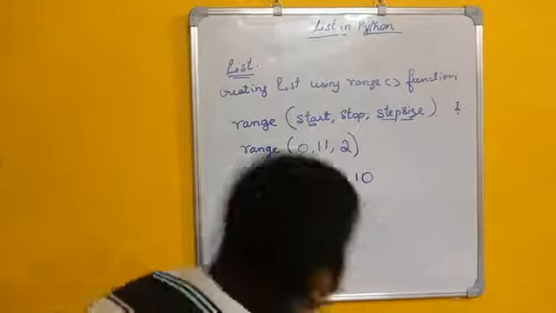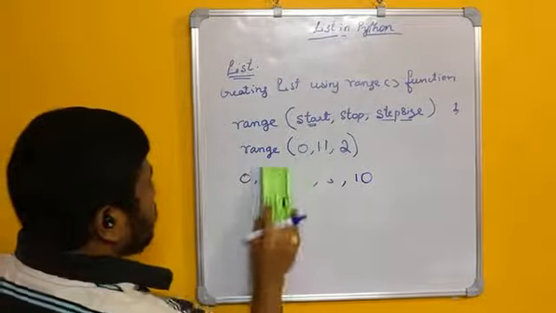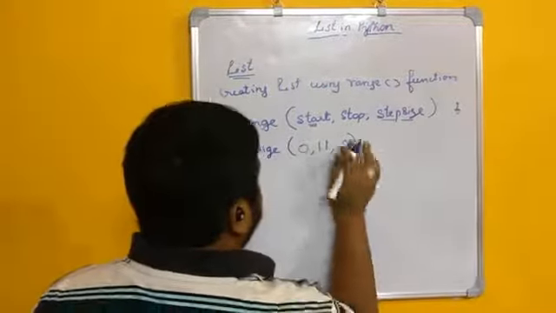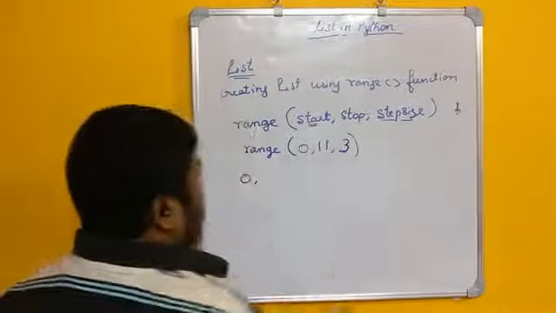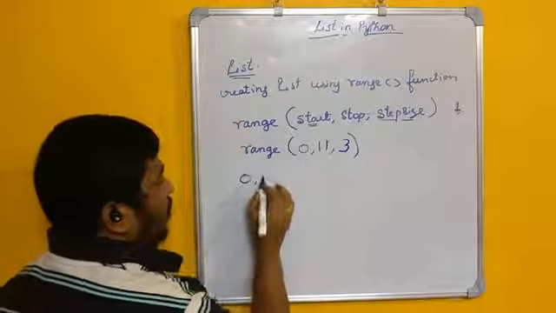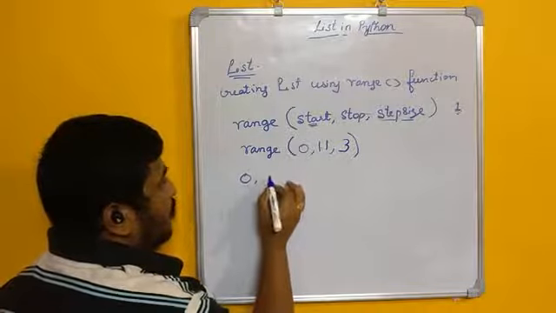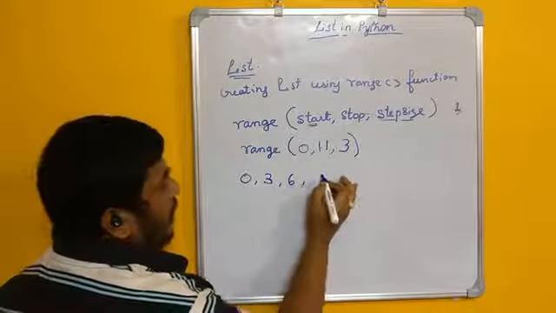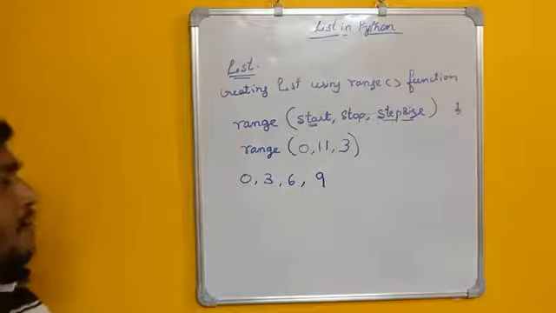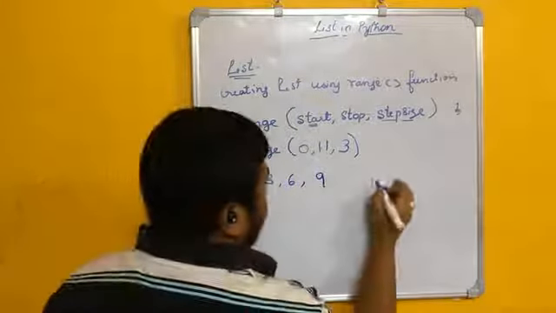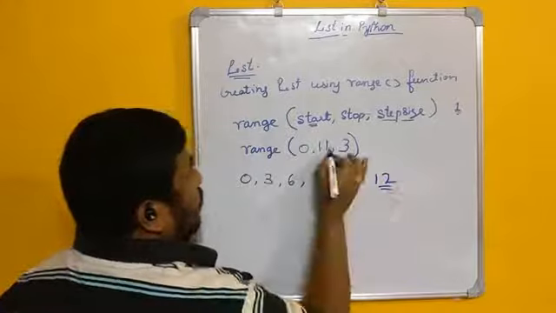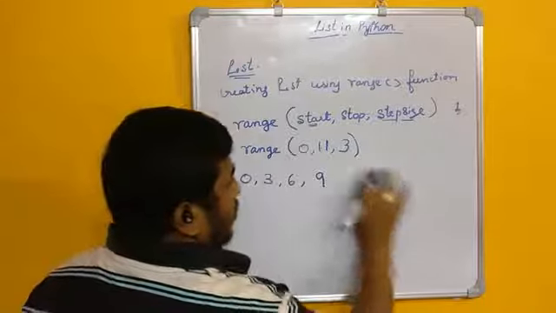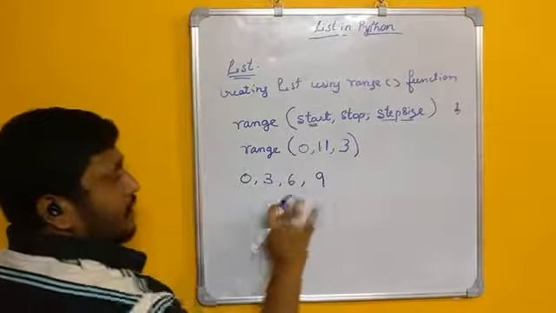If I take the step size as 3, then our output will generate numbers 0, 3, 6 and 9, because the next number will be 12, which is out of range. Our last number is 10, but 10 will not come in this step size, so our last number will be 9.